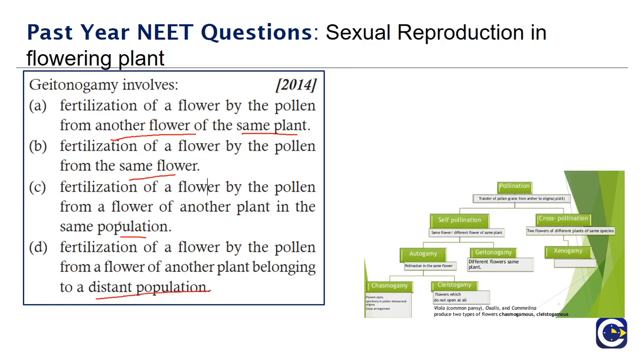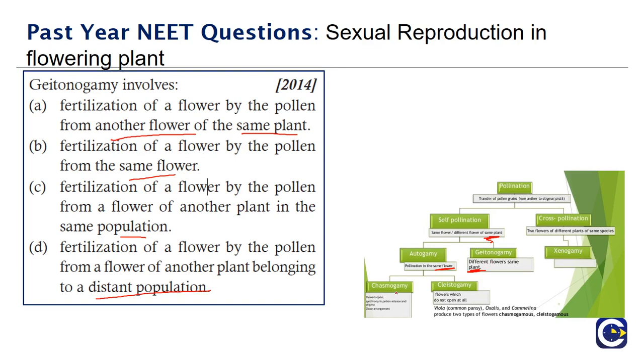So I'll explain all the pollination methods so that this can become easy. Pollination can be self-pollination and cross-pollination. Self-pollination is in the same or different flowers of the same plant, that is the same species. So autogamy and geitonogamy. Autogamy is in the same flower. Geitonogamy is in a different flower, the different flower of the same plant.